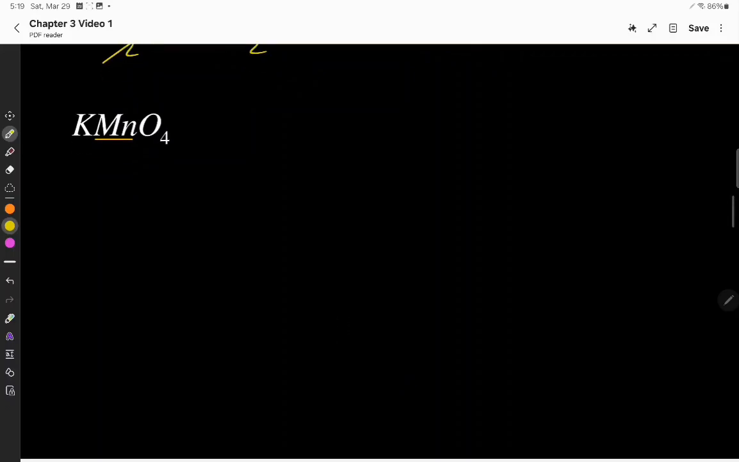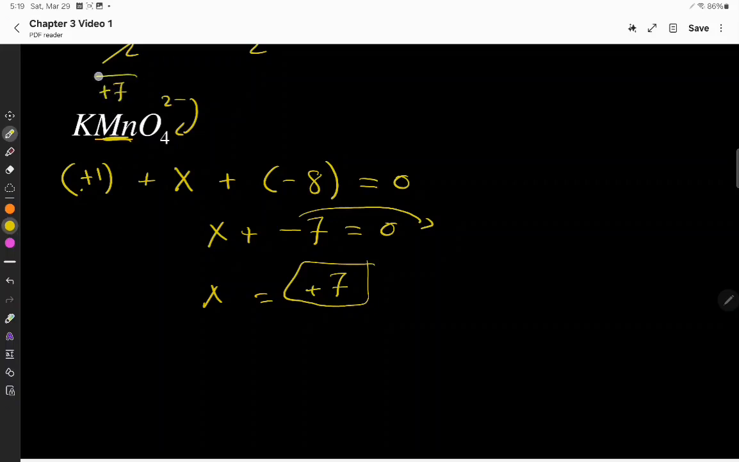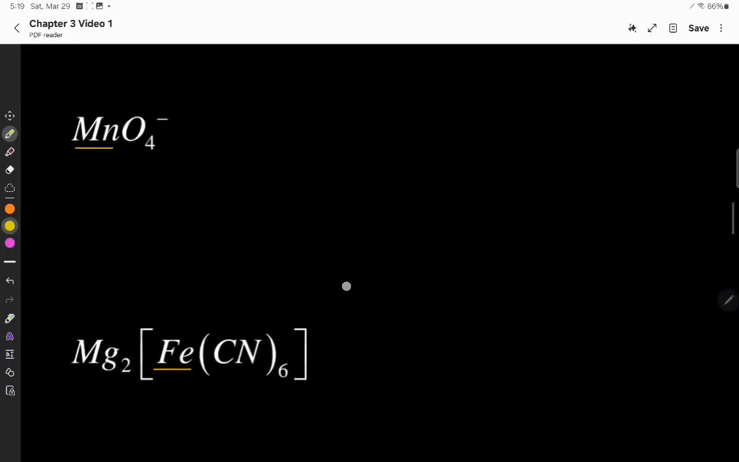KMnO4. Now potassium is positive 1. Let's say positive 1 plus manganese, this one will be X, plus oxygen negative 2 times 4 will be negative 8, equals 0. Now positive 1 and negative 8 will be X plus negative 7 equals 0. X equals positive 7. What is the oxidation number of manganese in this case? It will be positive 7. Let's look at another example here.